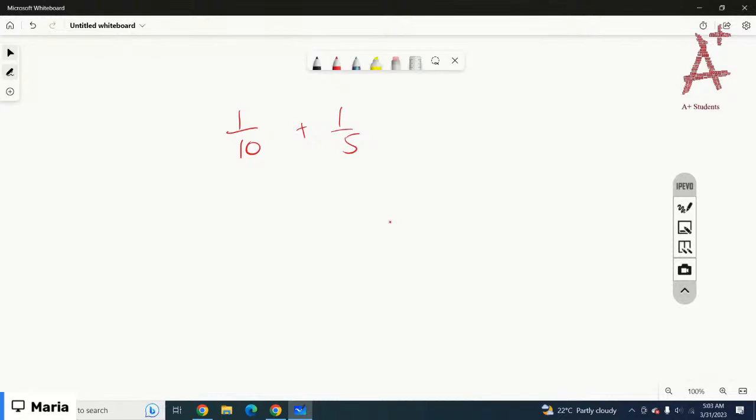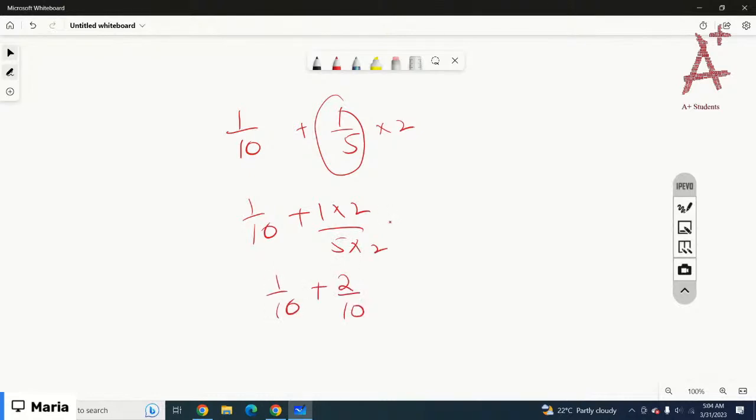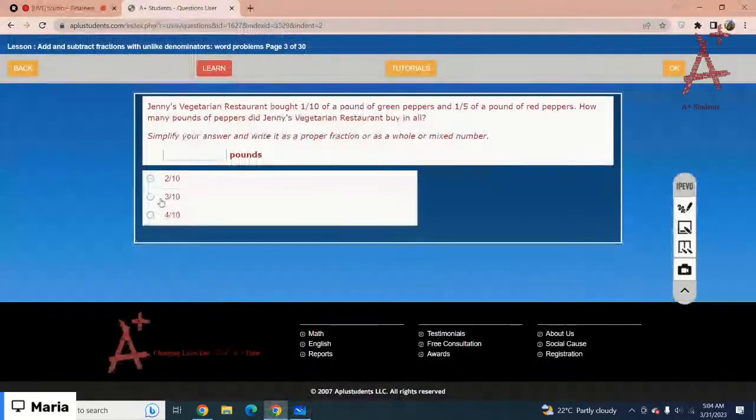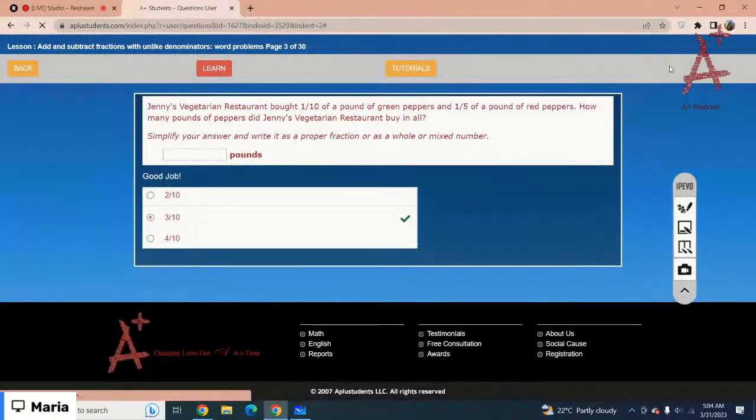So the small denominator is 5. You need to make the smaller denominator equal to 10. You need to multiply this fraction by some number that can make denominator 10. It would be 5 times 2. Just multiply the fraction by 2. It would be 1 over 10. 2 times 1 is 2, and 2 over 10. They have the like denominators. You can add, it would be 3 over 10. Got it? So the correct option is 3 over 10. So just select the correct option and click on the OK button.